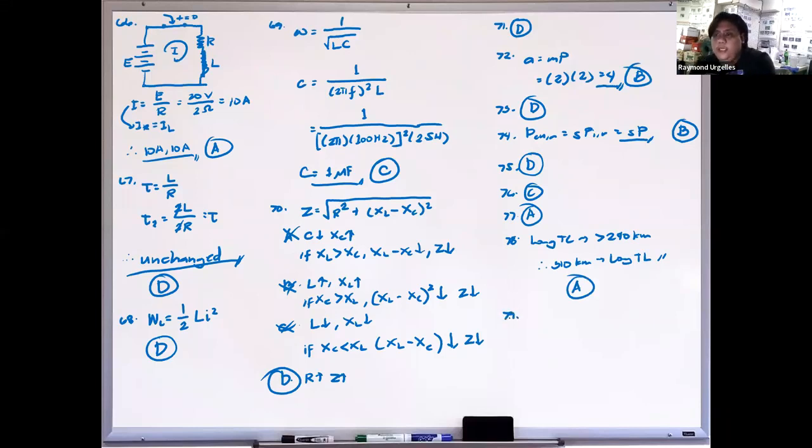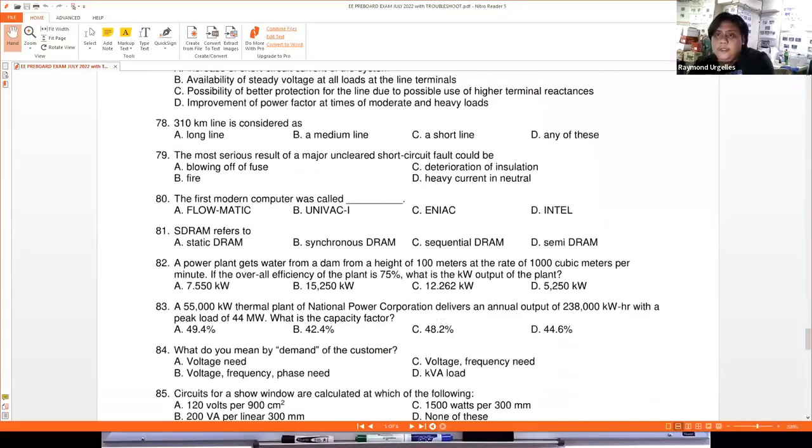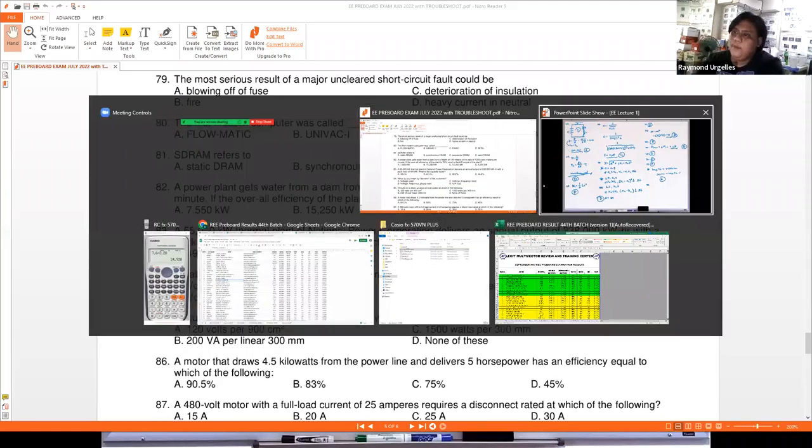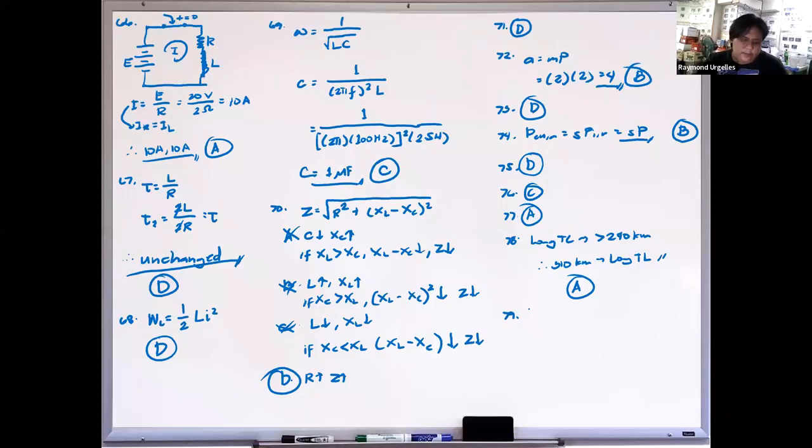Now, 79. So then we have the most serious result of a major uncleared short circuit fault. This should be fire. In terms of damages, pinakamalaki yung sa fire. So this is letter B. Number 80, the first modern computer is known as, so ito naman yung ENIAC, letter C.